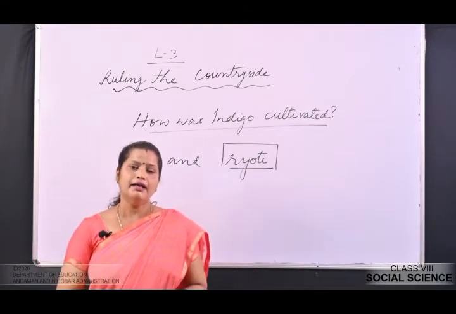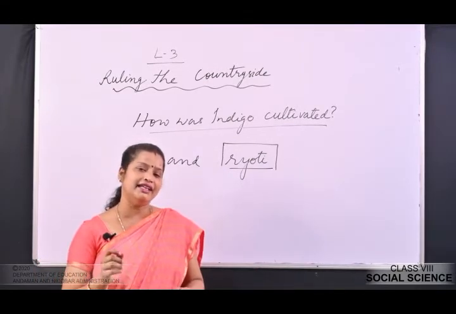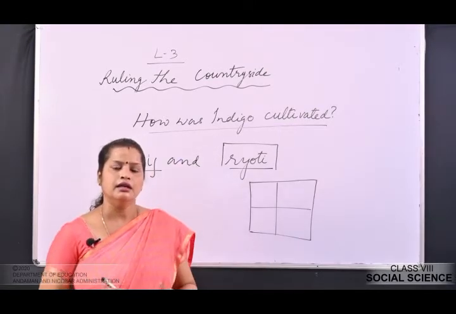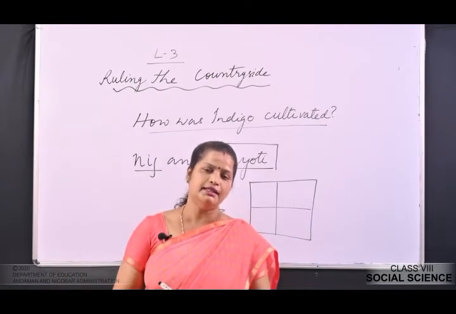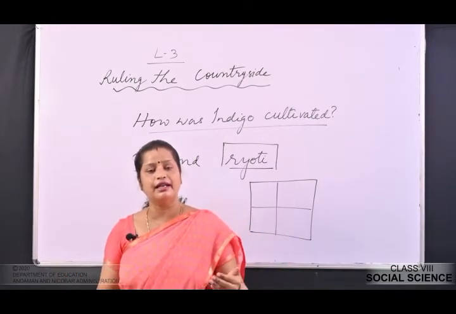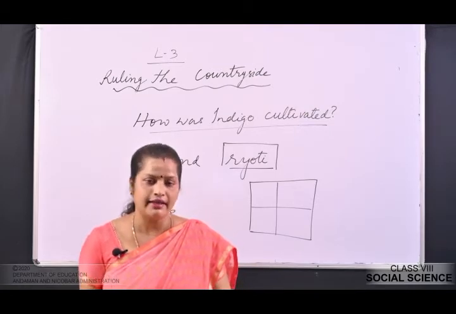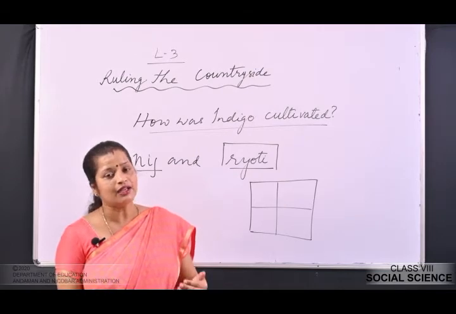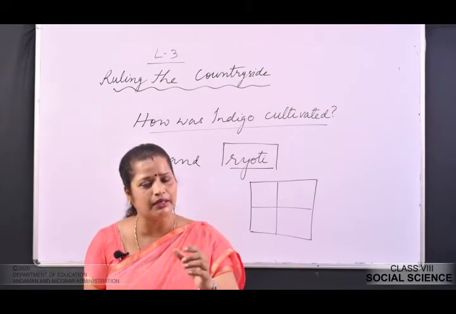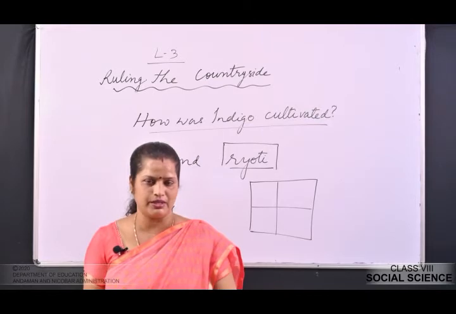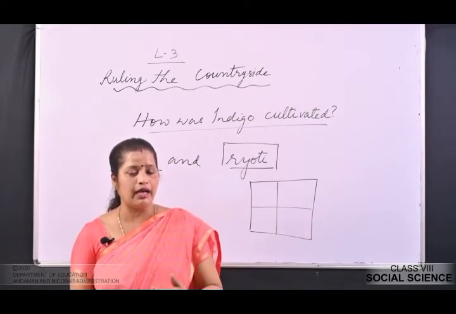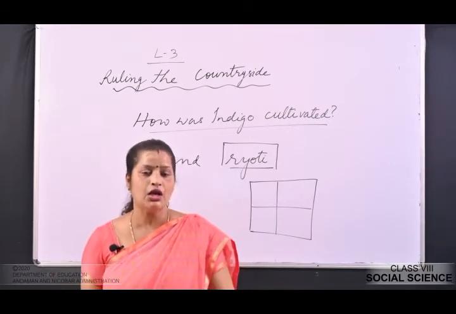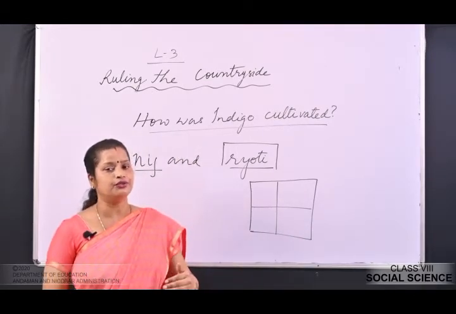But the loan committed the Rayats to cultivate indigo on at least 25% of the area under his holding. Here the planters used to give a loan to the Rayats for cultivating indigo. That loan was given at a very low interest.